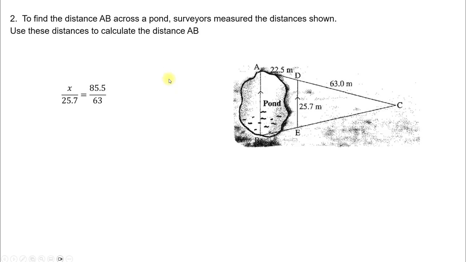So we can set up an equation that looks like this. X, which is the distance we're trying to figure out, over 25.7, which is this distance right here, equals 63 over this entire distance right here. And once we have this equation, then we just need to do a little cross multiplication and solve for x. And that results in a value of 34.9 meters.